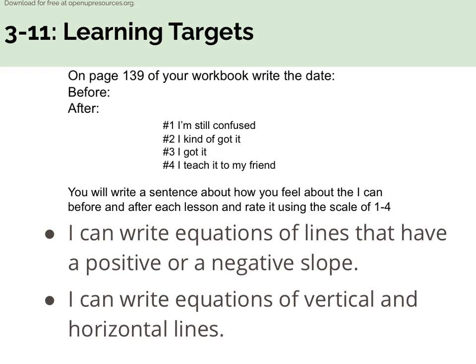Go back to page 139 and write yourself a sentence: I can write equations of lines with a positive or negative slope, and I can write equations for vertical and horizontal lines. And give yourself a number. 1, I'm still confused. 2, I kind of got it. 3, I did get it. And then 4, I can teach it to my friend. Go ahead and give your sentence and also a number.